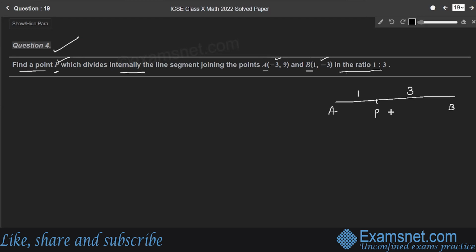If a point divides a line segment in a particular ratio, then the coordinates of that point will be, so coordinates of P.